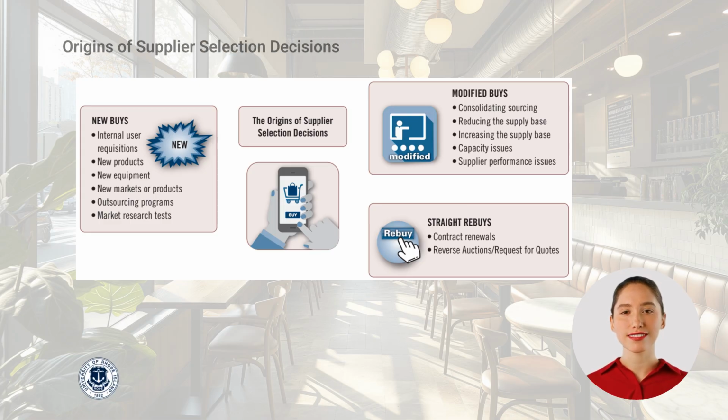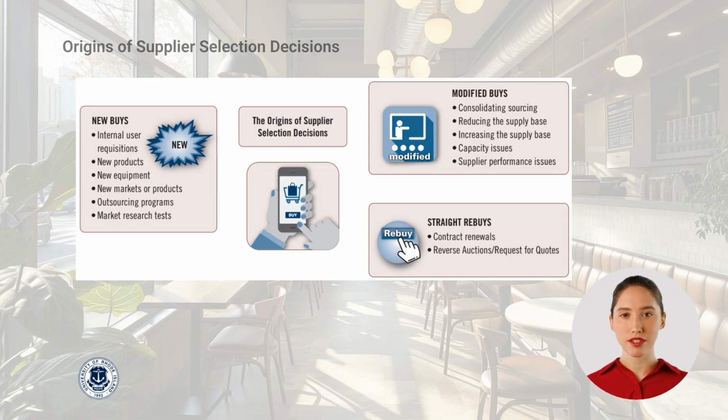When organizations decide how to select suppliers, those decisions typically originate from 3 distinct buying situations: new buys, modified rebuys, and straight rebuys. First, new buys occur when the organization is purchasing something for the first time. These decisions are often triggered by internal user requisitions, the introduction of new products or equipment, entry into new markets, outsourcing initiatives, or even market research tests. Because there is no established supplier relationship, new buys usually require the most analysis and cross-functional involvement.